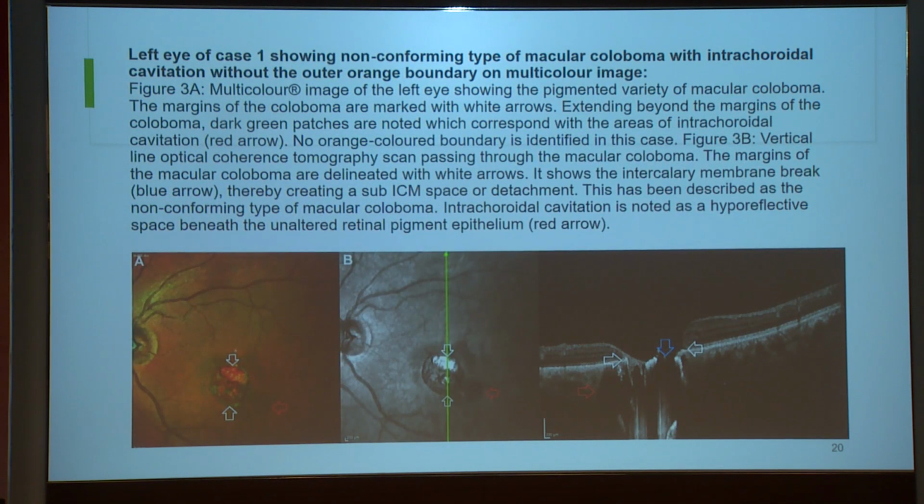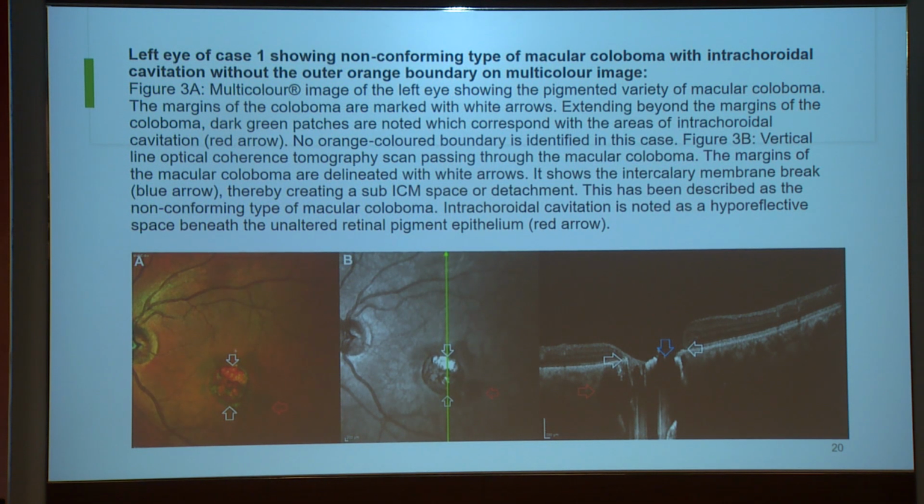This is a third example which shows the pigmented variety of macular coloboma. Here we can see that it extends beyond the margins of the coloboma, and dark green patches are noted which correspond with the areas of intrachoroidal cavitation, shown by the red arrow. There's no orange boundary in this case.